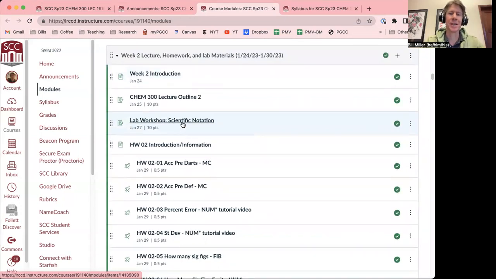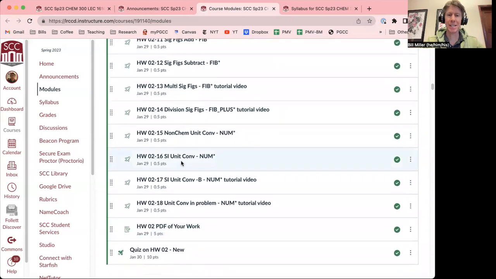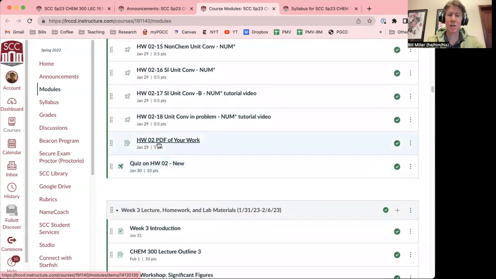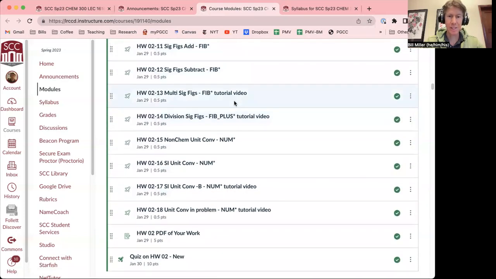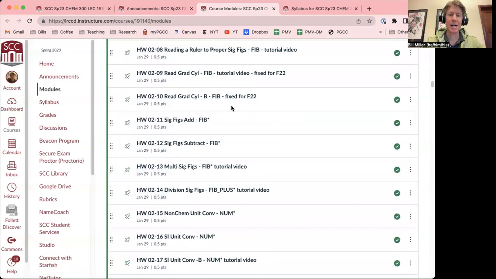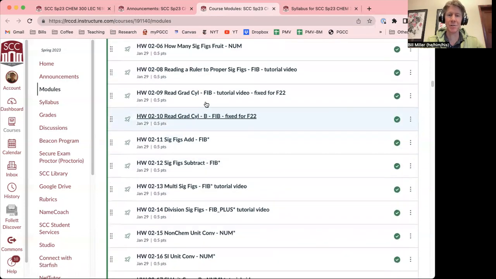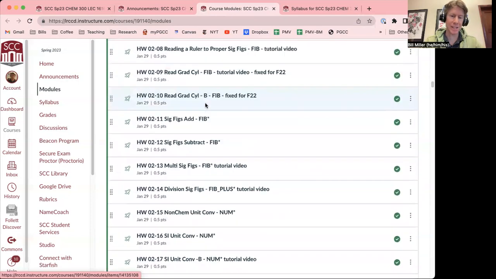This is going to be problem solving about scientific notation. Then you'll have a homework assignment. You can see homework assignment has 18 problems. Now you'll note that says homework 2 PDF of your work. You must submit a PDF of every single asterisked problem. And you can see there's a lot of them. And that's worth 5 points, where each of these problems is worth 0.5. And since there's 20 of them, that adds up to 10 points, or well, 18 of them, close to 20.